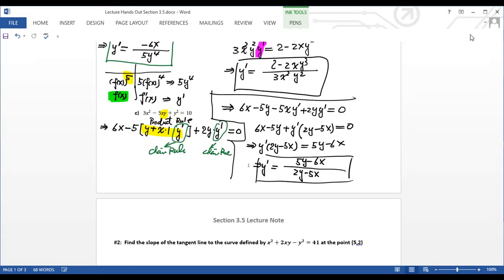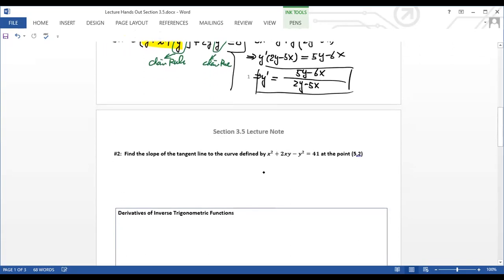So like I said, the idea is not difficult. You just need to be very careful about your algebra and also be careful about the rules you learned before, right? So every time you take the derivative for y, don't forget the chain rule. So you always need to have y primes here. All right, so now let's take a look at our next problem here.